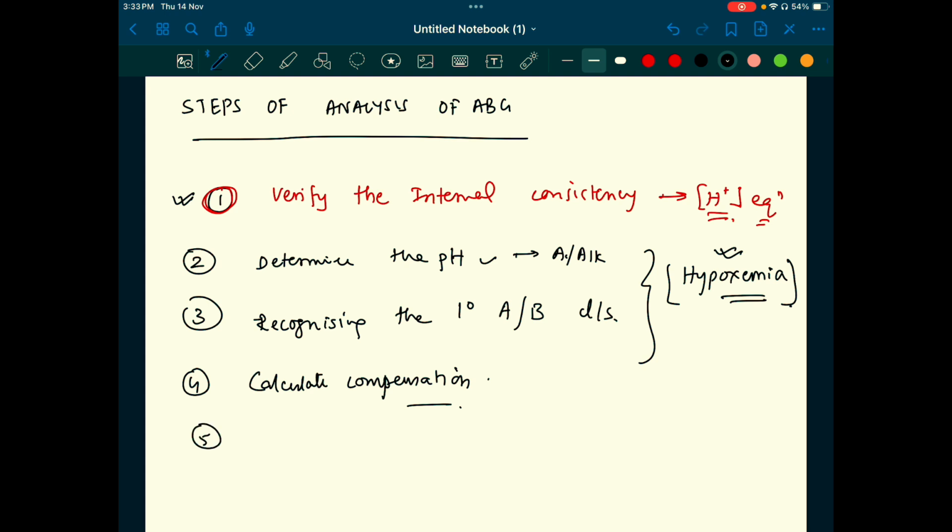Fifth is going to be identifying the second disorder. The second disorder, if present, and if present, how much is present, the extent of the secondary disorder. Basically the magnitude, how much is it present.